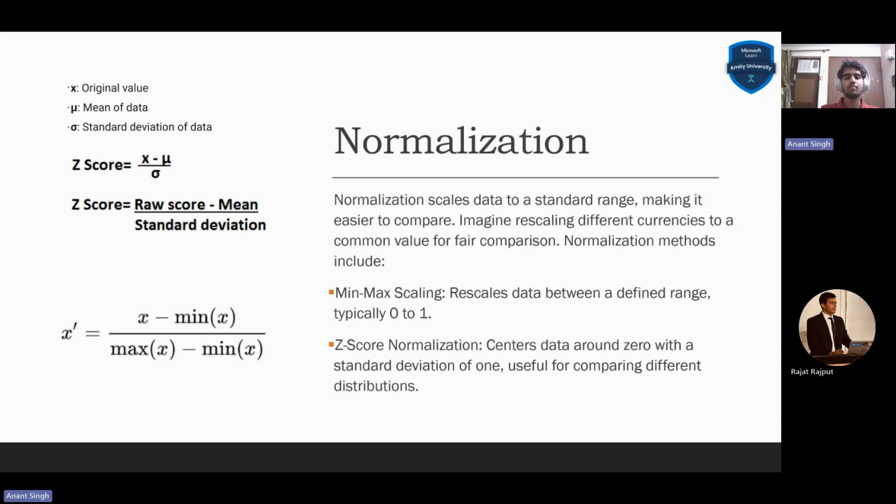Normalization methods include minimum maximum scaling, or min max scaling, which rescales the data between a defined range, which is typically 0 to 1. Z score normalization centers the data around 0 with a standard deviation of 1, useful for comparing different distributions. So what is going on here? As we've talked about it, we do not want the data values to be very skewed, like 1 million, 1 billion, or minus 1000 or something like that. We want to normalize it between a scale which is always close to 0, right?